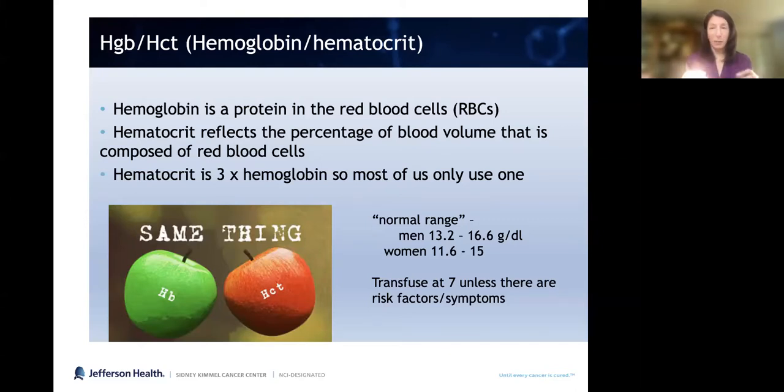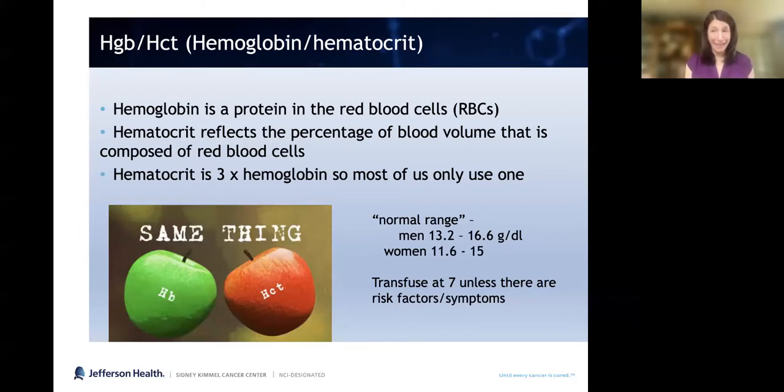And so like when you're jotting down your notes in your notebook, 1 is perfectly fine. I use the hemoglobin. Most people who do leukemia do use the hemoglobin. But again, they're sort of directly related. 1 is 3 times the other.